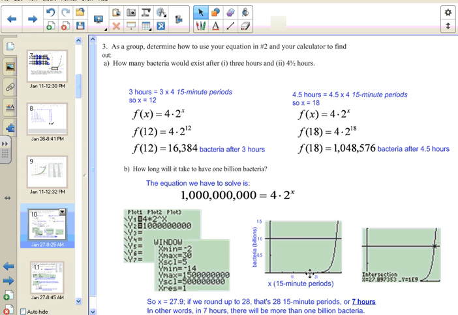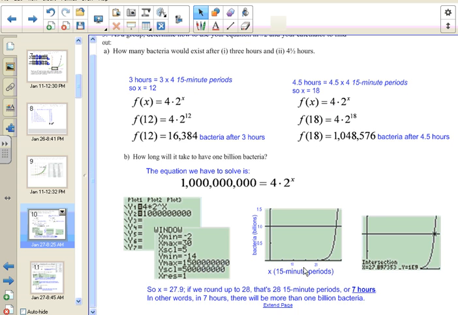Notice again, nothing seems to happen, and then suddenly everything happens all at once. And by the time x equals 27, we get 1 billion. So we can say after 28 doubling periods, that's about 7 hours, there will be more than a billion bacteria. So after 4.5 hours, we have a million bacteria. After 7 hours, only 2.5 hours later, then we get to a billion.